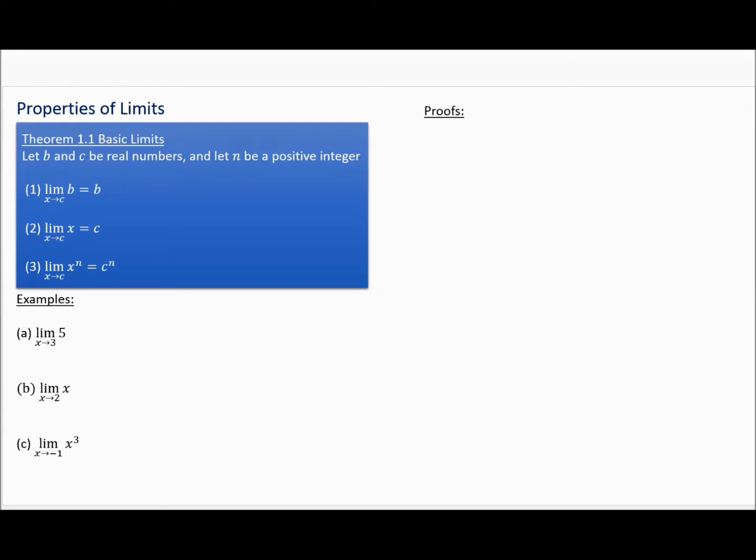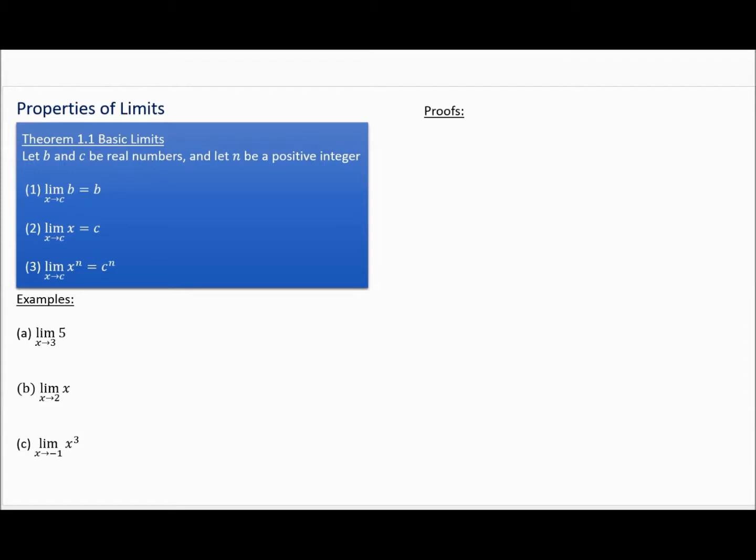Or we can do it numerically by setting up a table and substituting in values closer and closer to the c value. It would be so much easier if we could just do what we call direct substitution and just plug the c value into the function. And there are times where we are allowed to do that, but we have theorems that back this up. And the first theorem here has three different properties that will come in handy.